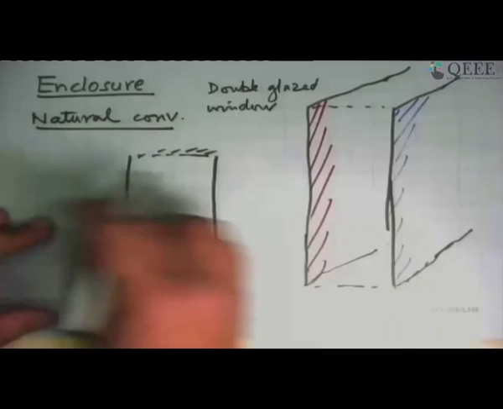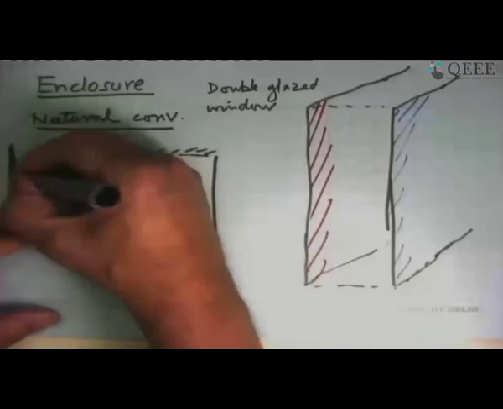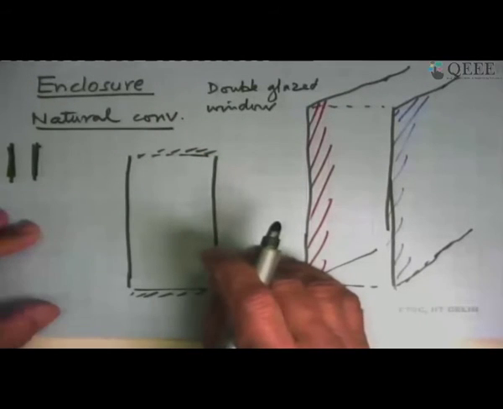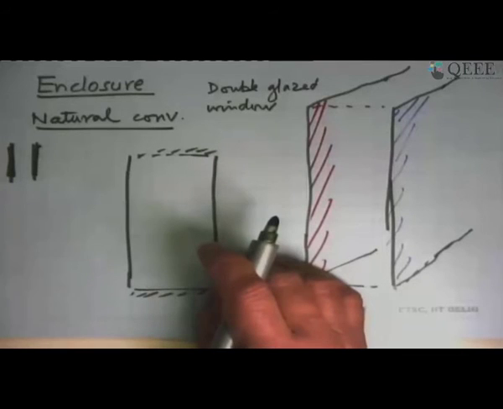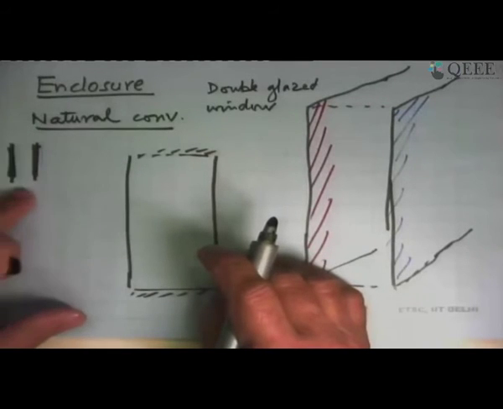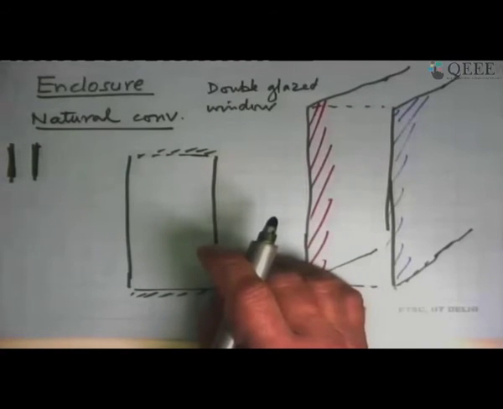So the window allows light to come in, but on one side you have one glass, and the other side you have another glass. In between there is a thin layer of air, and when the outside temperature is -10, -20 degrees Celsius and inside you want to have 20, this provides excellent insulation. The same thing can be done with walls also.